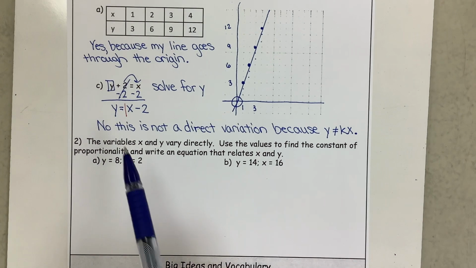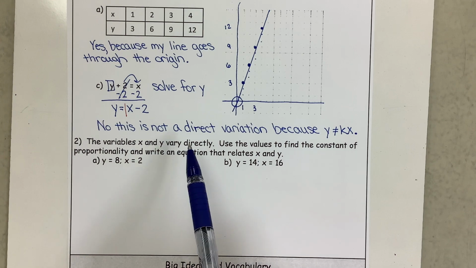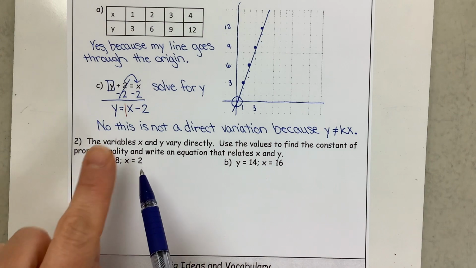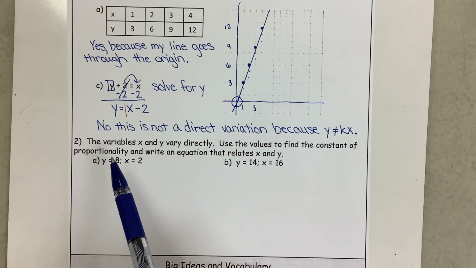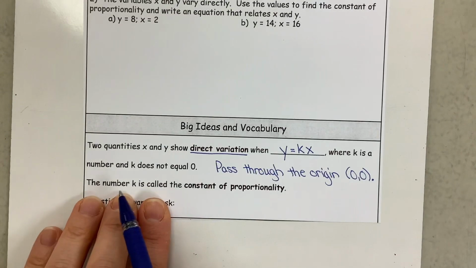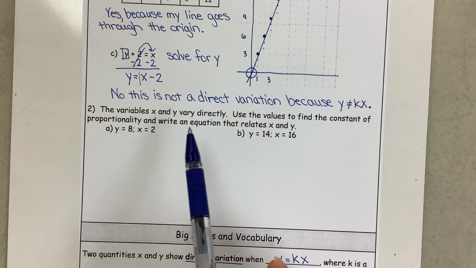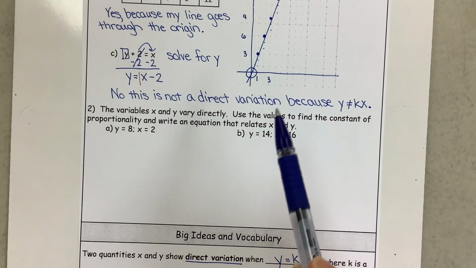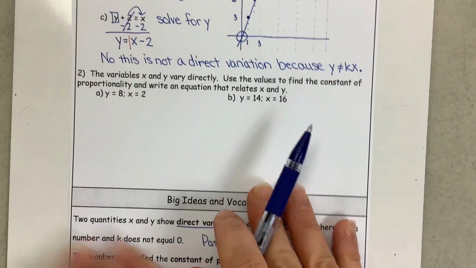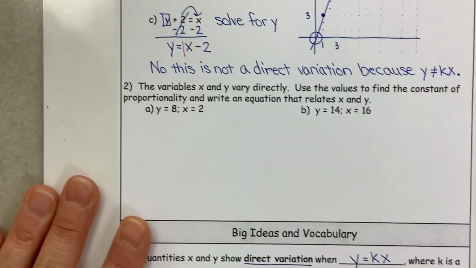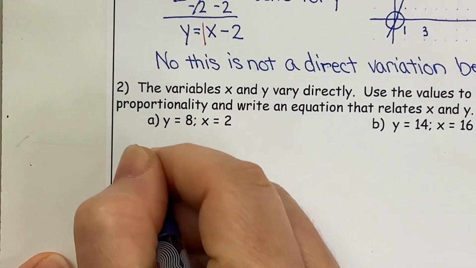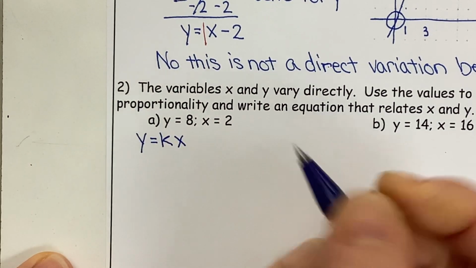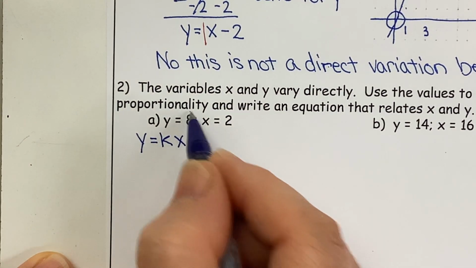Now, sometimes you're told the variables x and y vary directly, so it is a direct variation. What we're going to do is use the values that are given to find the constant of proportionality, which we know is our k, and write an equation that relates x and y. So we are going to write the equation y equals kx. To do that, we're going to start with y equals kx.